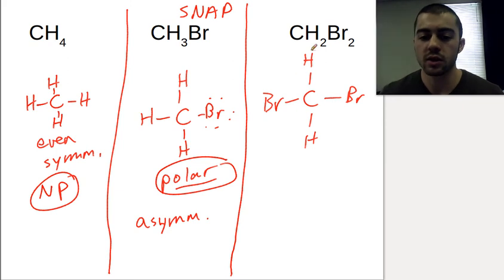So you could look at this and say, well, we could draw a line of symmetry down here, and it all is even and symmetrical however we draw it. But the problem is that this is not actually the shape of this molecule. It's not a two-dimensional shape, it's a three-dimensional shape.